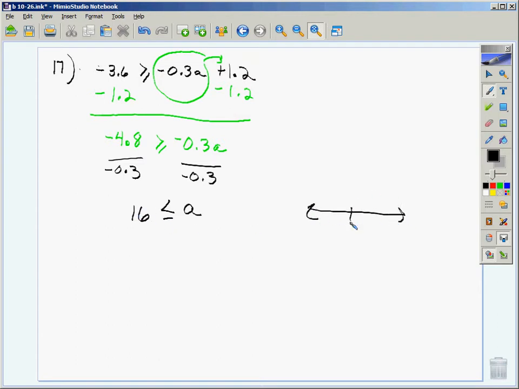Graphically, if I was looking at 16 on a number line, it would be a filled-in circle on 16. It says a is on the larger side, so I'd be going to the right.